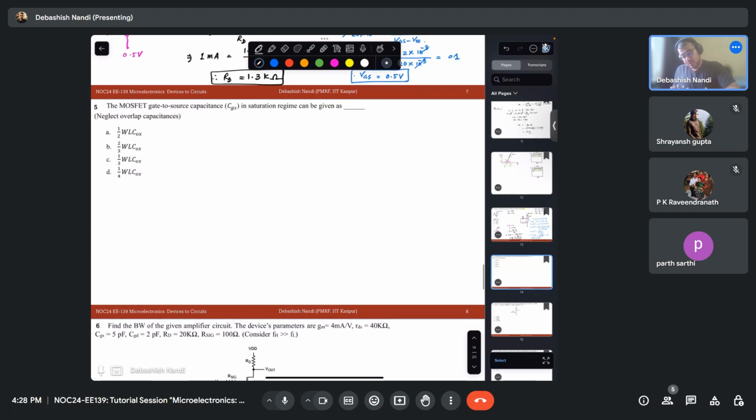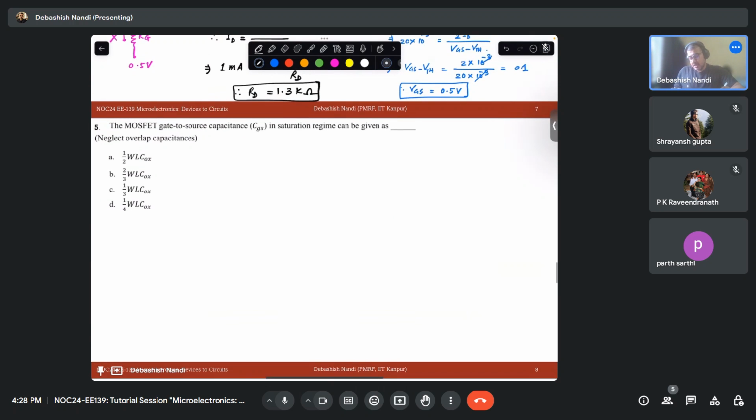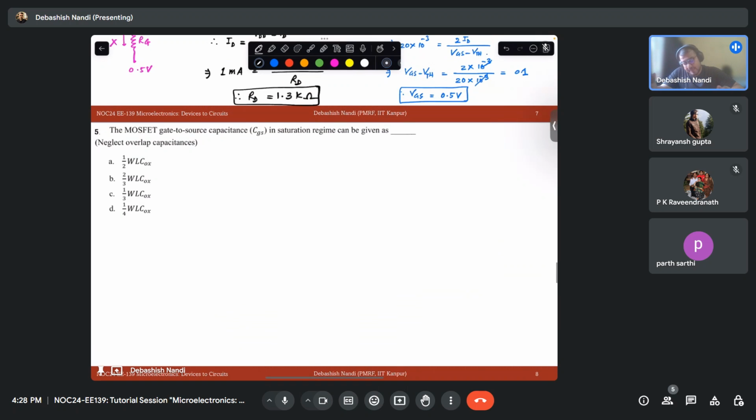Okay. So the MOSFET gate to source capacitance in the saturation regime can be given as this. Neglect the overlap capacitances. So if you know the structure of the MOSFET, let's say this is N plus, this is N plus, this is P.